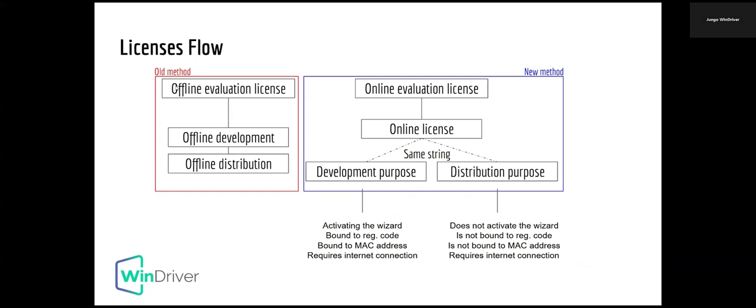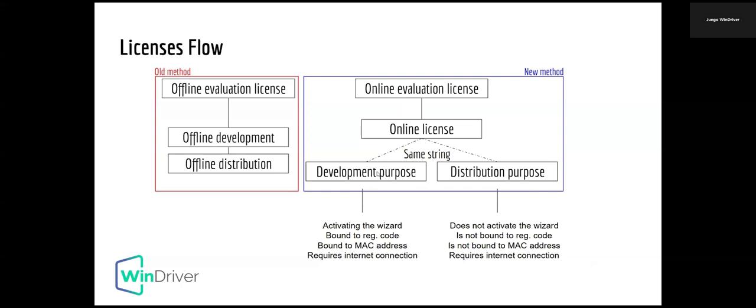In the old method, you had an offline evaluation license, and you got two strings, offline development and offline distribution. In the new method, you have an online evaluation license. You've probably seen it when installing WinDriver 16.4, and you get one string, the same string, an online license after subscribing or purchasing a subscription for development purpose and distribution purpose.